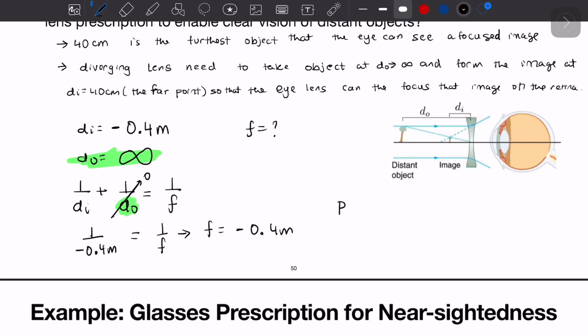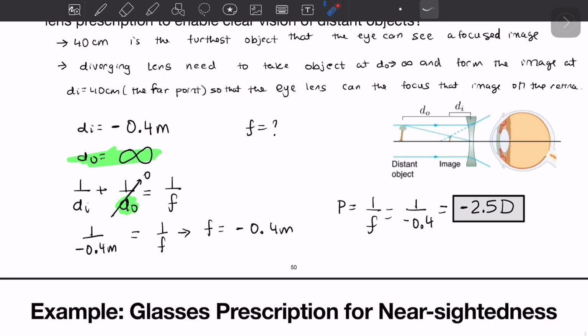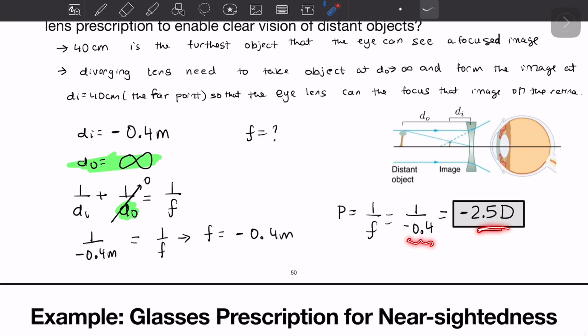So to figure out the power, we just take the inverse of the focal length. So we're going to do 1 divided by negative 0.4. And that gives us a power of negative 2.5 diopters. And again, just to remind you, make sure that your focal length is in meters when you're calculating this.